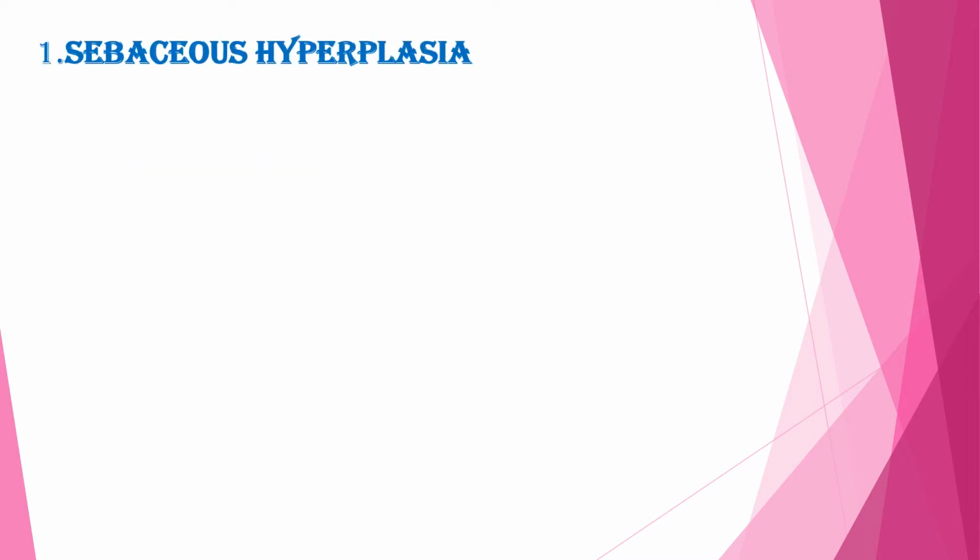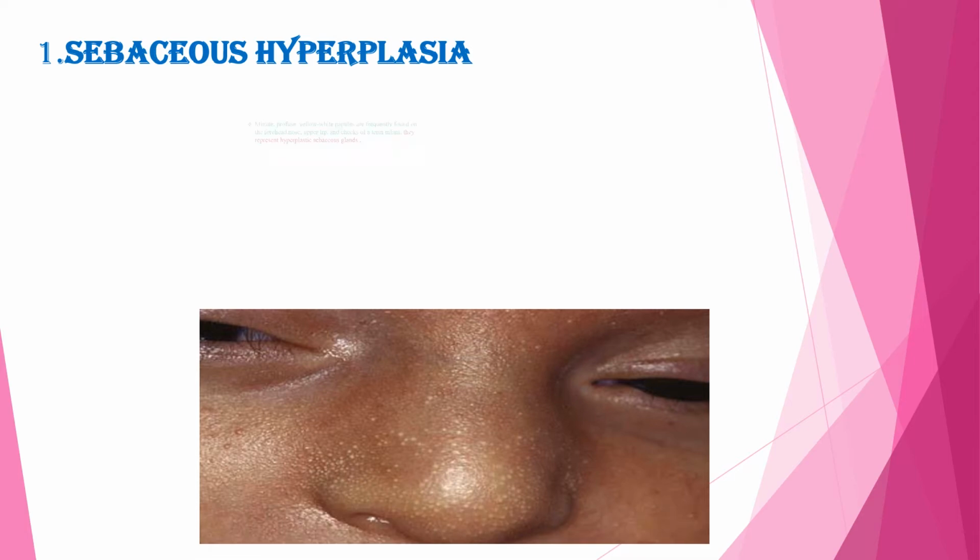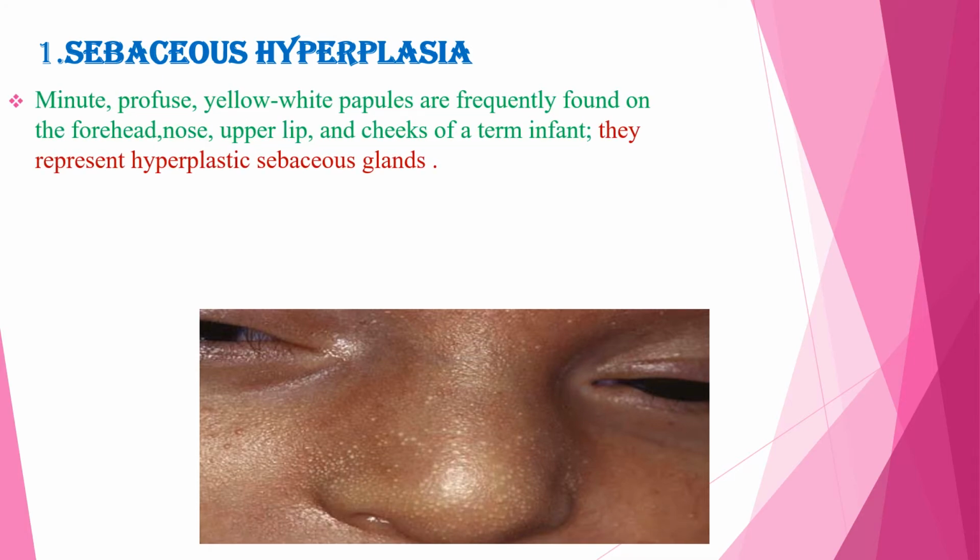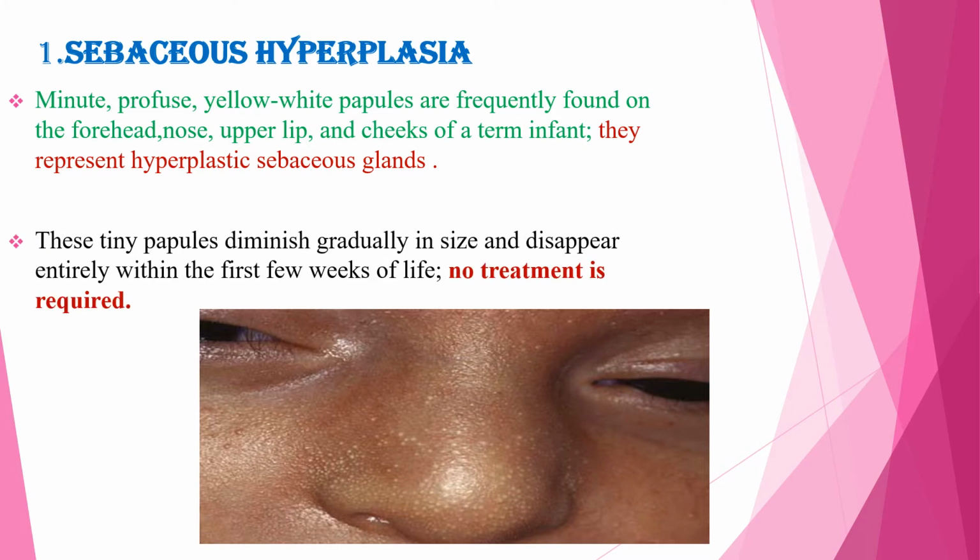To start from the most common benign skin disorders, the first one is sebaceous hyperplasia. Minute, profuse, yellow-white papules are frequently found on the forehead, nose, upper lip, and the cheeks of term infants, and they represent hyperplastic sebaceous glands. These tiny papules diminish gradually in size and disappear entirely within the first weeks of life, and no treatment is required.